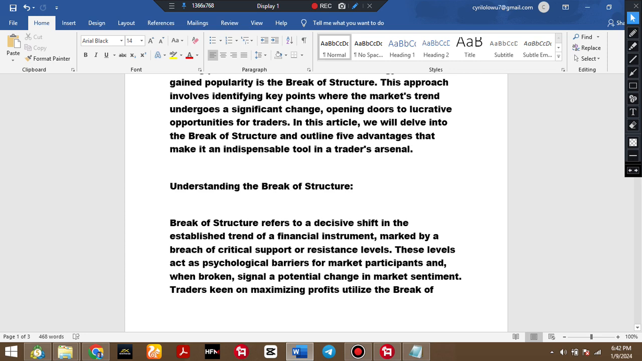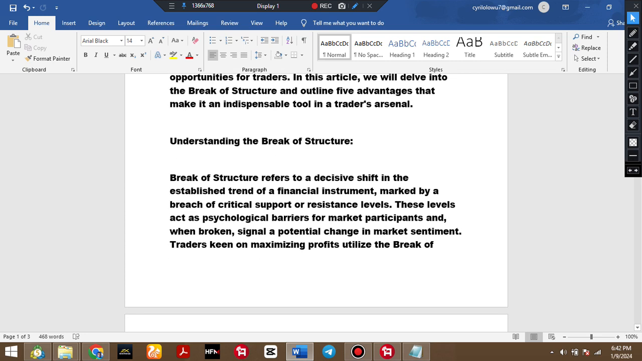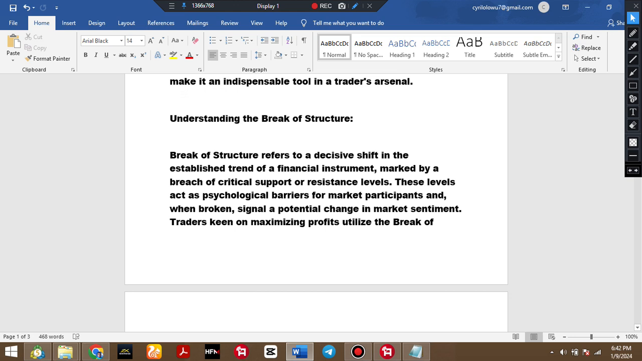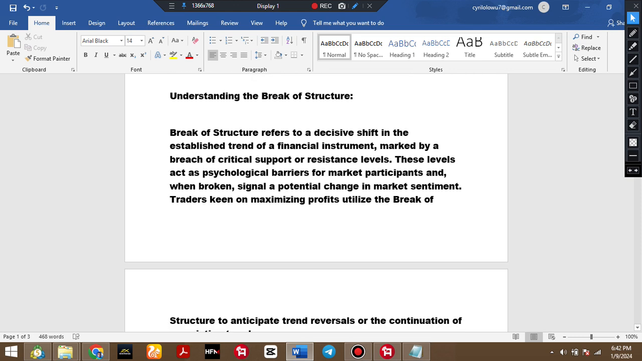Now, understanding break of structure. Break of structure refers to a decisive shift in the established trend of a financial instrument, marked by a breach of critical support or resistance levels. These levels act as psychological barriers for market participants and, when broken, signal a potential change in market sentiment.